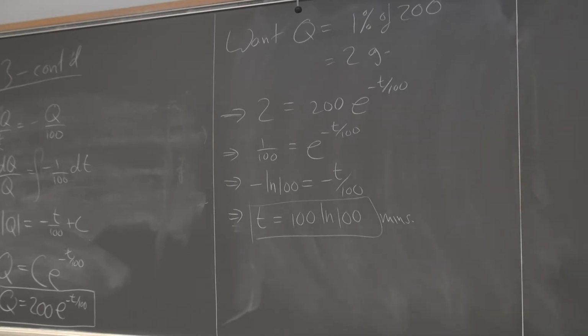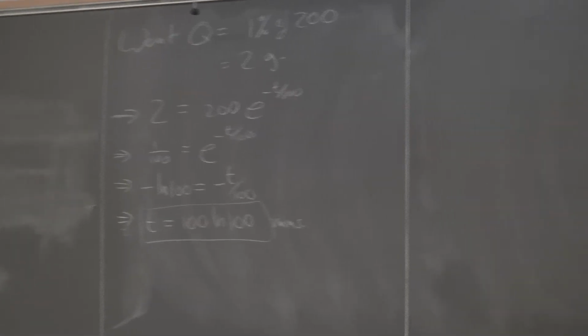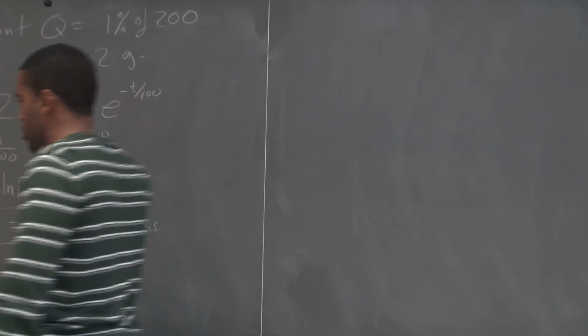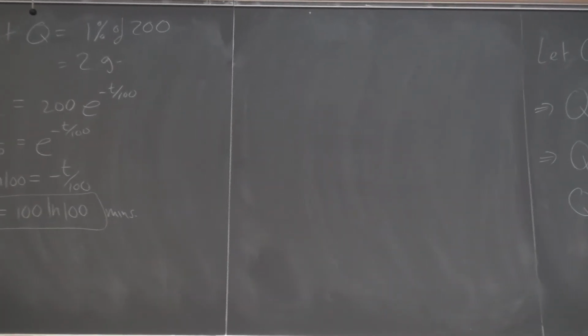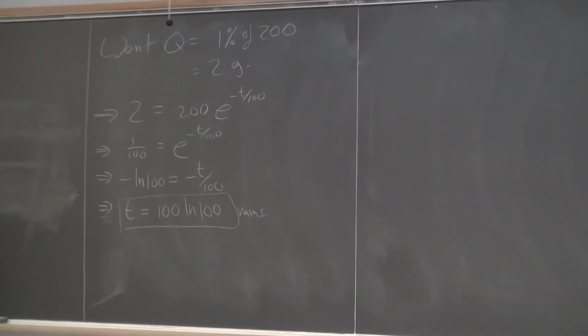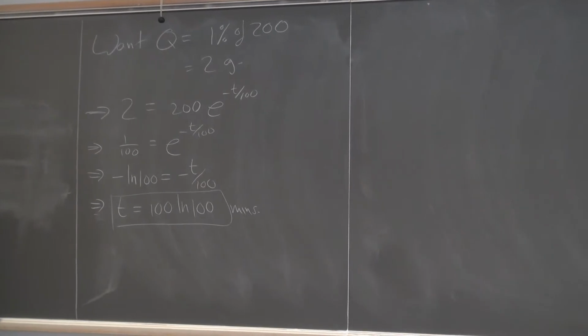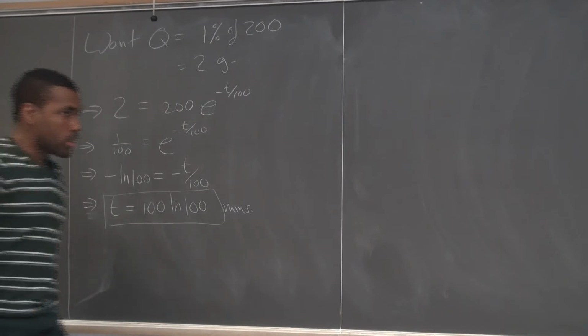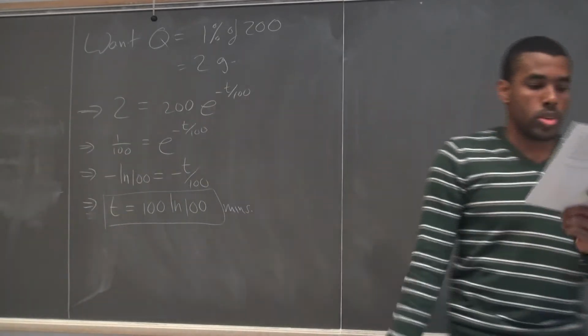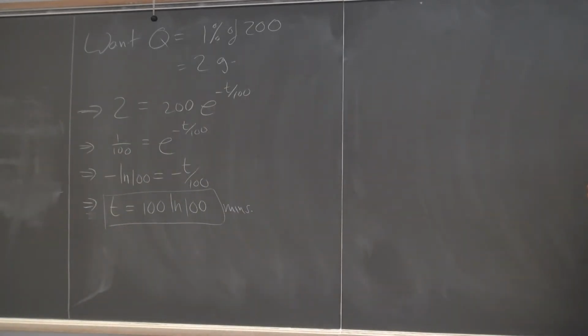Right, so we can say when the concentration reaches 1% of its original value, the concentration was 1 gram per liter. So 1% of that would be 0.01 grams per liter. And then if you put 0.01 times 200, you still get back the 2. So it'll work out the same. Okay, that was the first one.